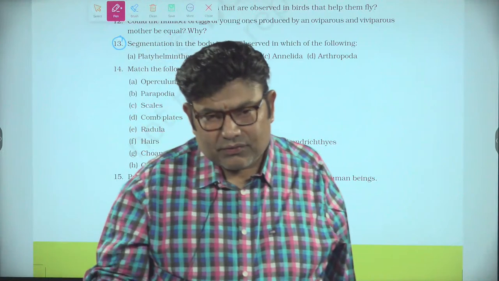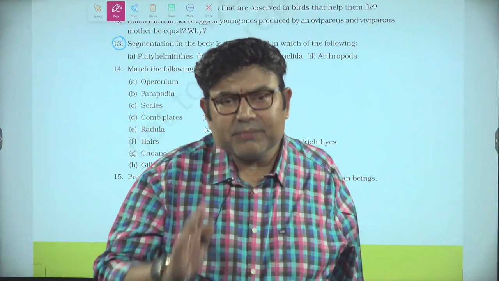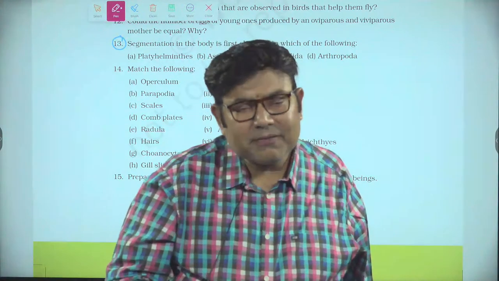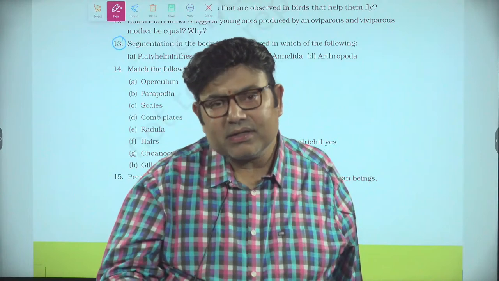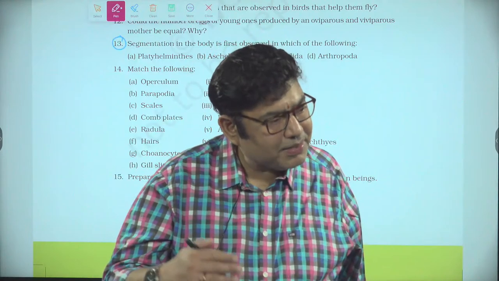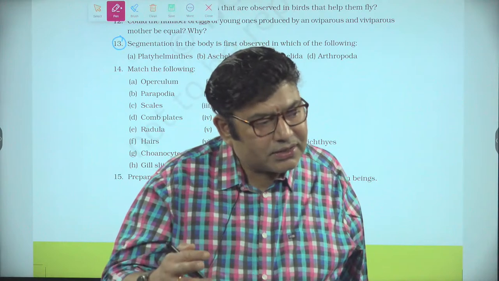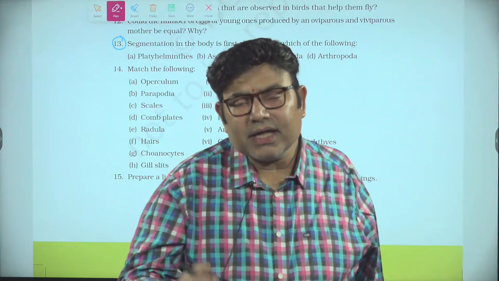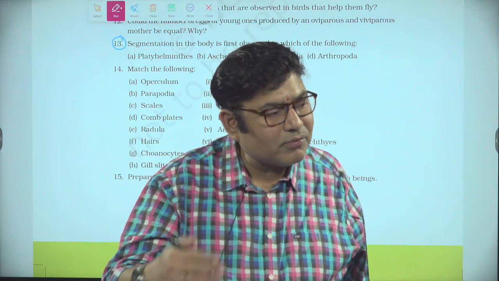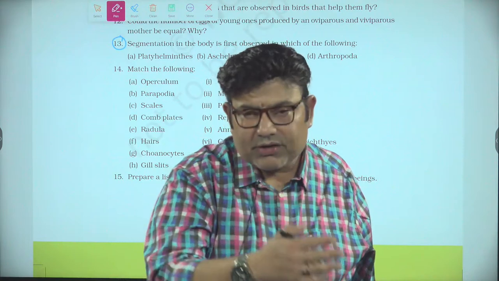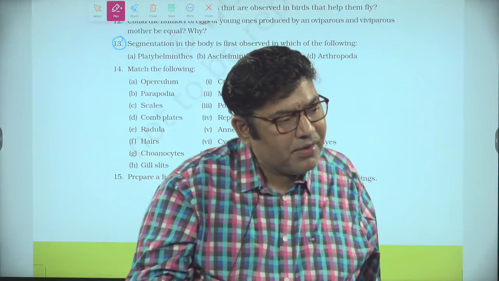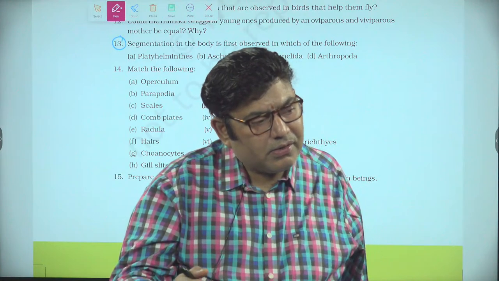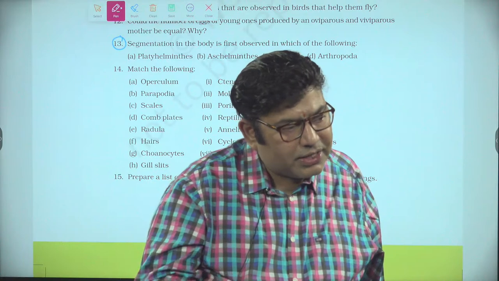And in this phylum, there is one more very important thing that comes in the animal kingdom. Can you please tell me what that is? What appears for the first time in Annelida? Very good. Annelida have got a closed circulatory system. One more thing. Yes, metameric segmentation, closed circulatory system.